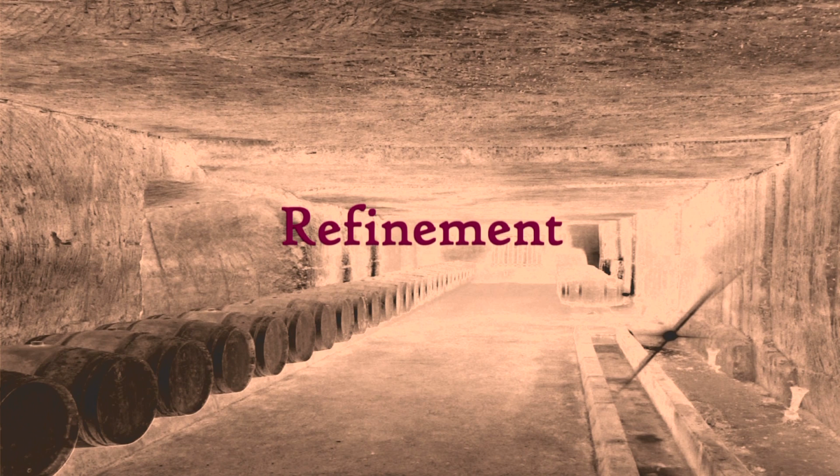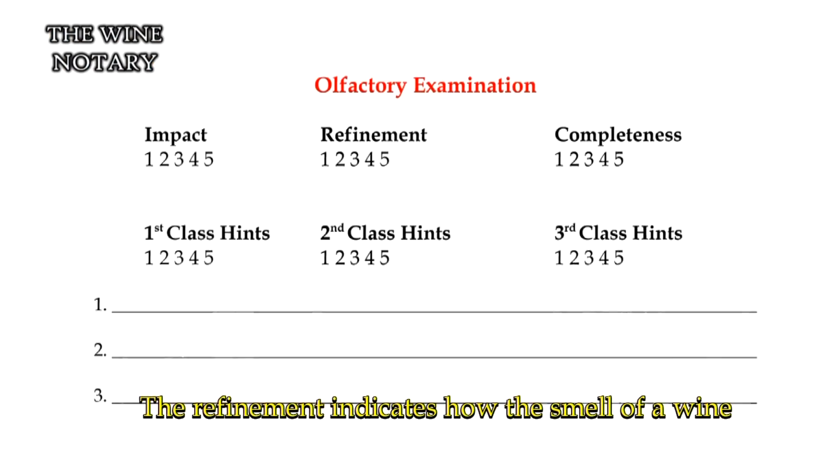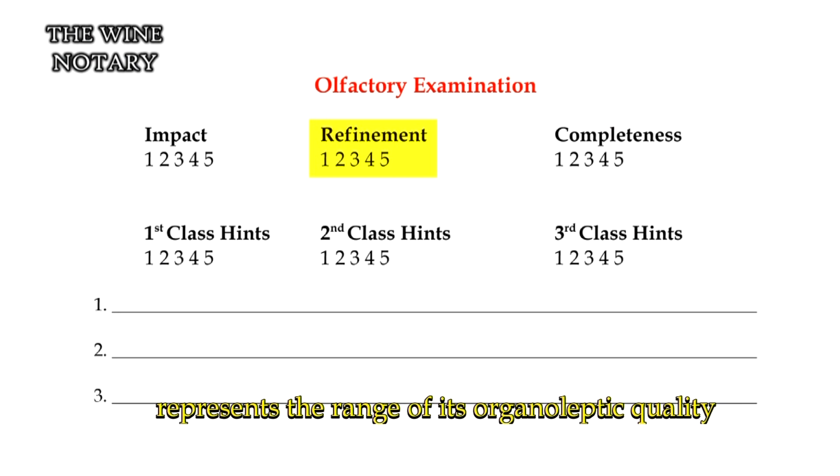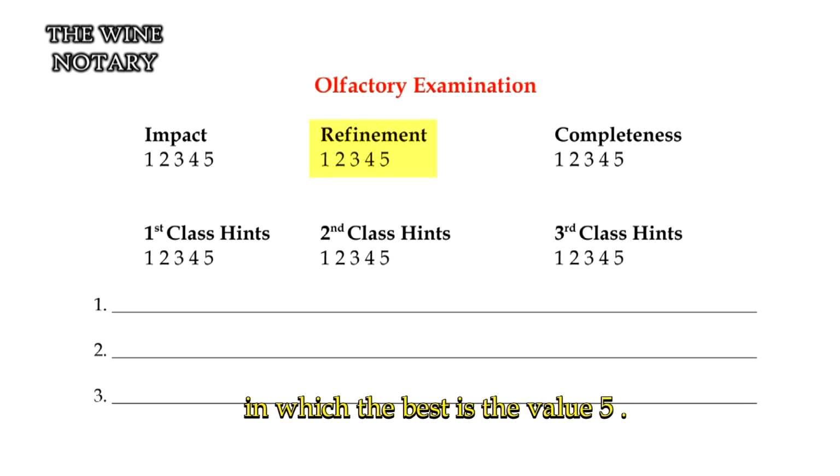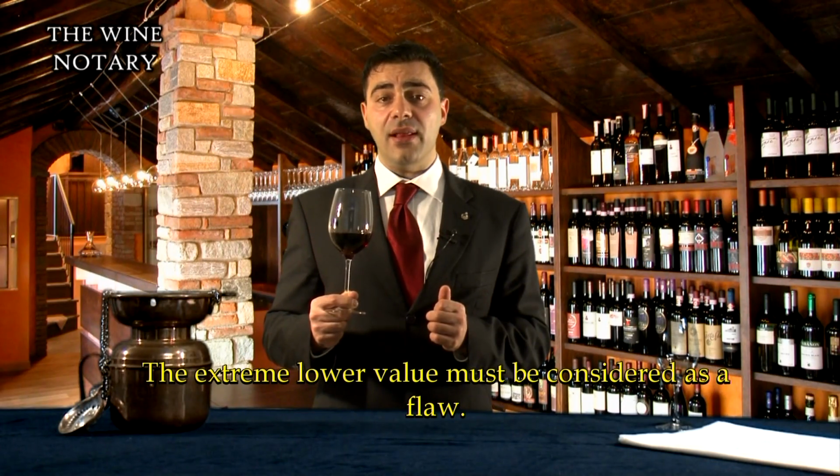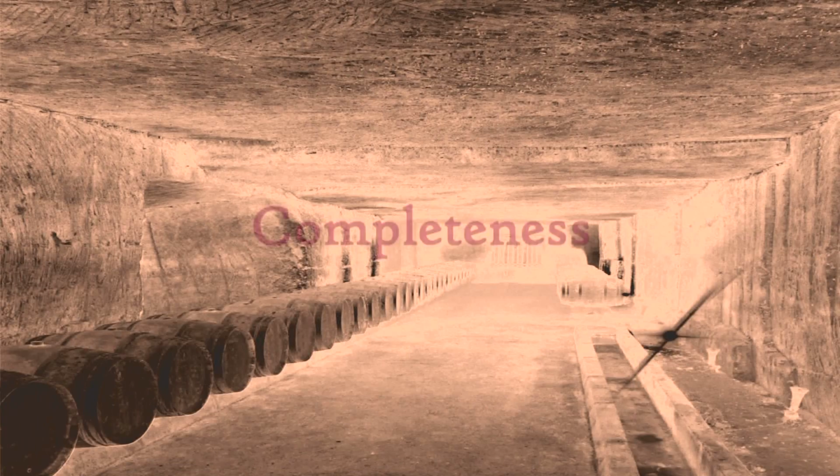Refinement. The refinement indicates how the smell of a wine represents the range of its organoleptic quality, in which the best is value 5. The extreme lower value must be considered a flaw.